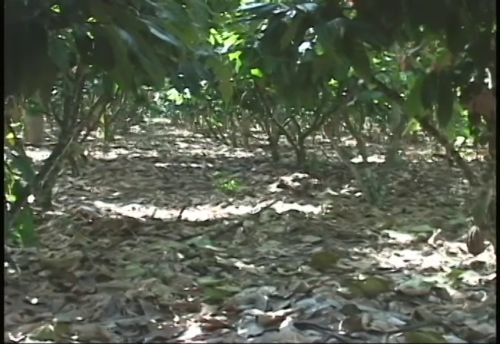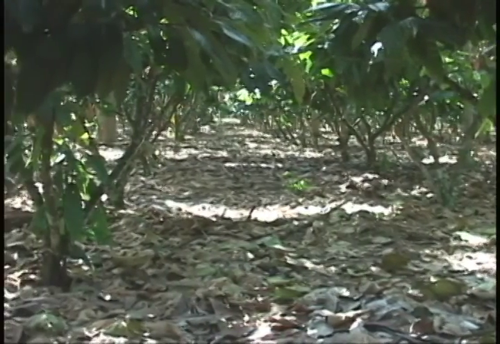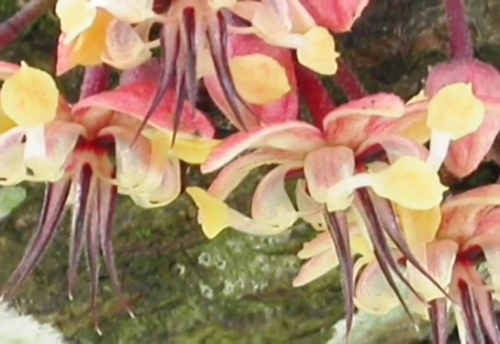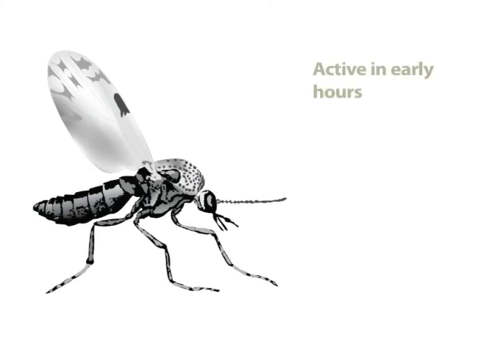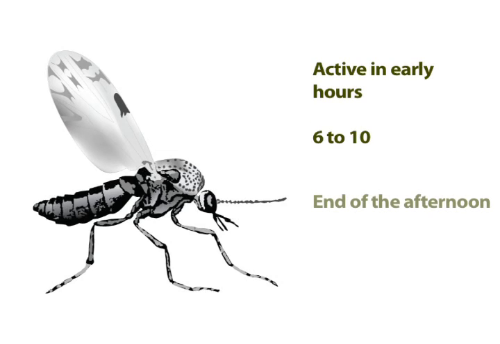The more midges there are in a cacao plantation, the more flowers can be pollinated to produce more cacao fruits and seeds. Midges are active in the early hours of the morning, approximately from 6 to 10, and toward the end of the afternoon, when there is not much sun and the air is cooler. Cacao-producing families can help the midges by following some tips.